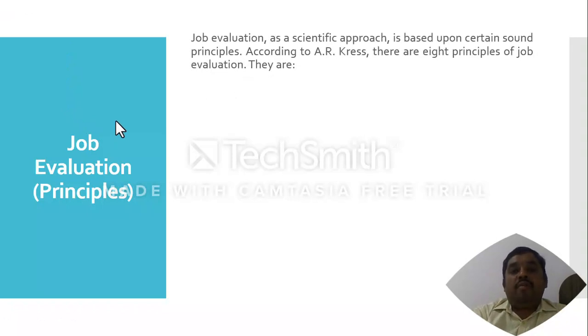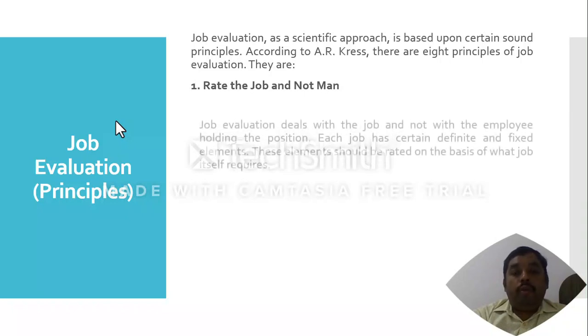Job evaluation as a scientific approach is based upon certain sound principles. According to A.R. Kress, there are 8 principles of job evaluation. The first one is all about rating the job, not the man. As I said in the beginning, you are rating the job, not a person or an employee.